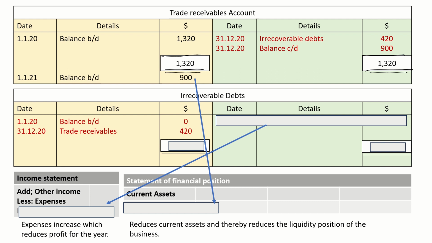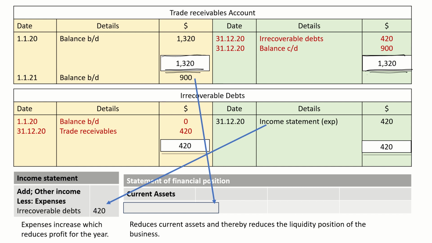Now let's balance off irrecoverable debt account. Debit side is greater, bring it to the total. Take away 0 gives you the same answer 420. 31st 12/20 income statement under expenses. Now let's see how this reflects in an income statement and statement of financial position. Under income statement expenses, irrecoverable debt value of 420 will be entered, whereas in the statement of financial position, under current asset, the net trade receivable balance, which is 900.